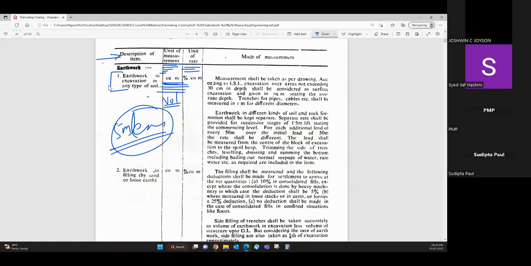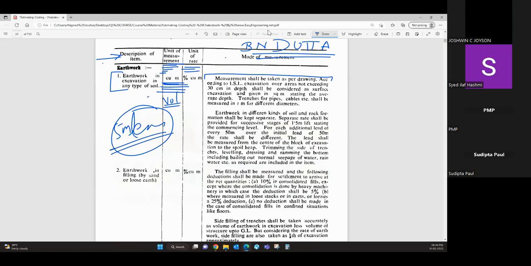I will share the book name with you. It is B.N. Datta. If you guys have heard of B.N. Datta, in that book the same table is given. So you guys can take that book, and from that we will be discussing.